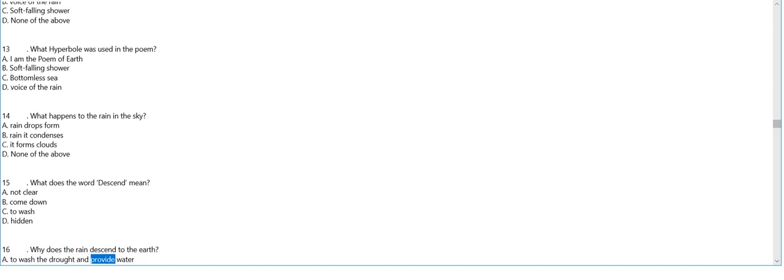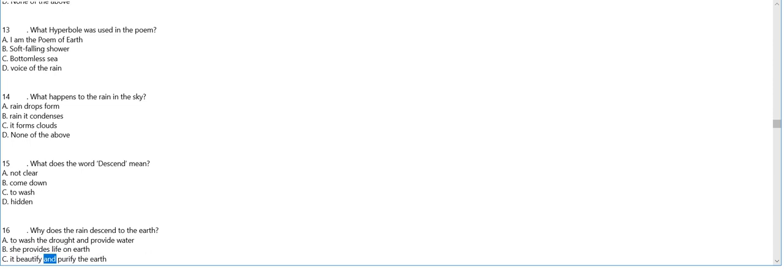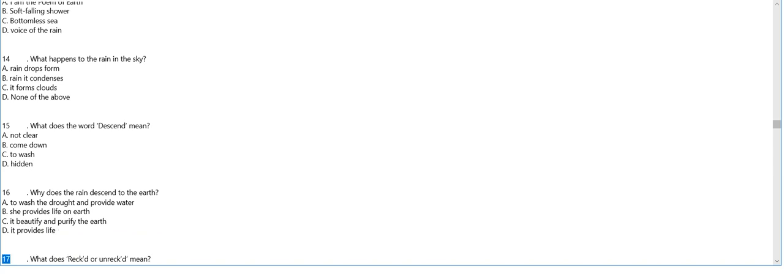A. To wash the drought and provide water. B. She provides life on earth. C. It beautify and purify the earth. D. It provides life. 17. What does rec-d or unrec-d mean?